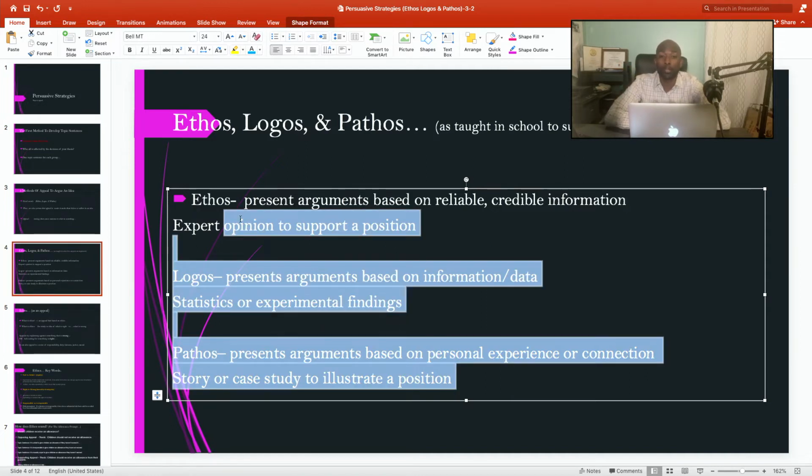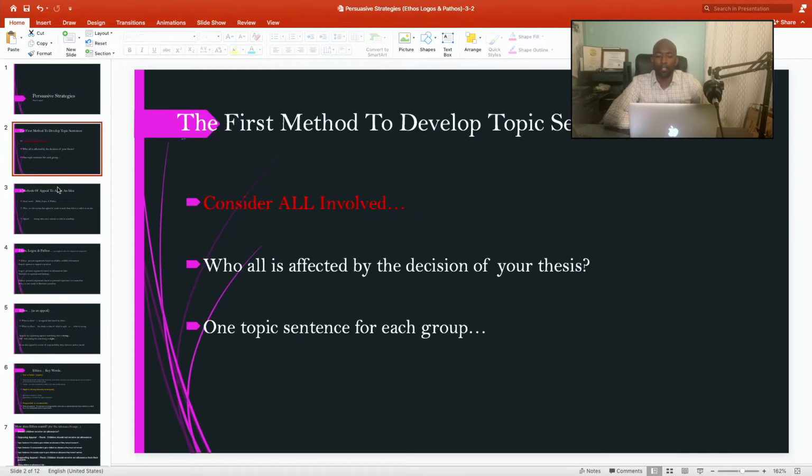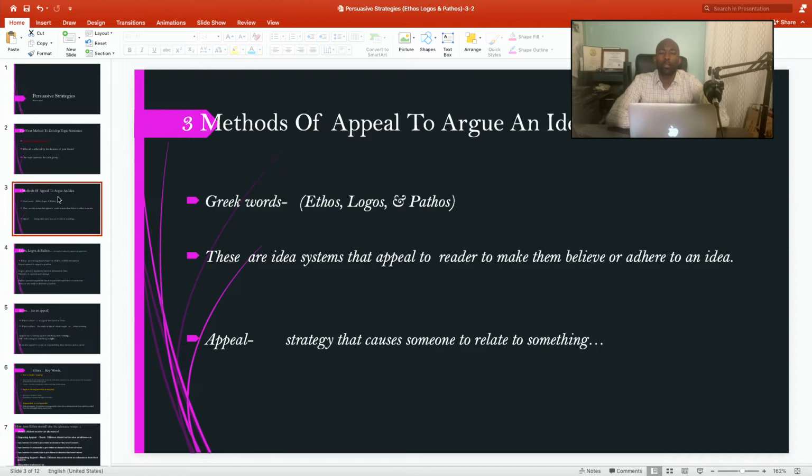Okay, so these three terms, Greek words, I think they are, are taught in school as ways to support a particular argument. But I want to spin it a different way today. I want to talk about these three terms as used as methods of appeal. That means ways to think about how to get a topic sentence or how to support a thesis. Okay, so I'm just going to spin it a little differently to get the train of thought going different ways, so that you can think differently.